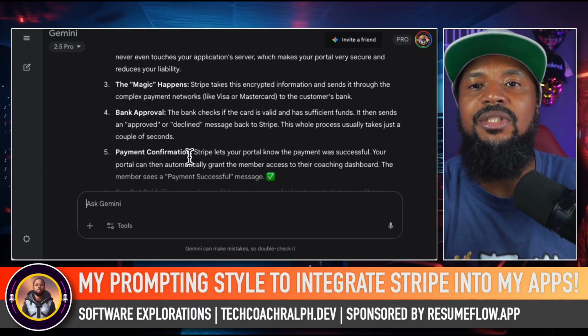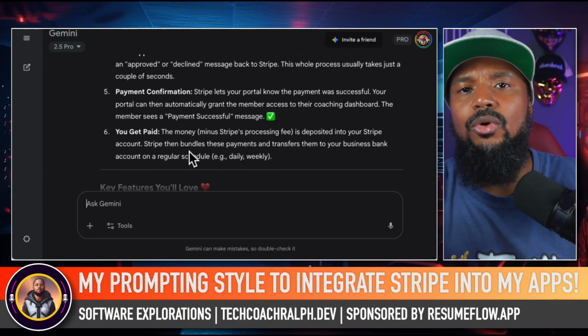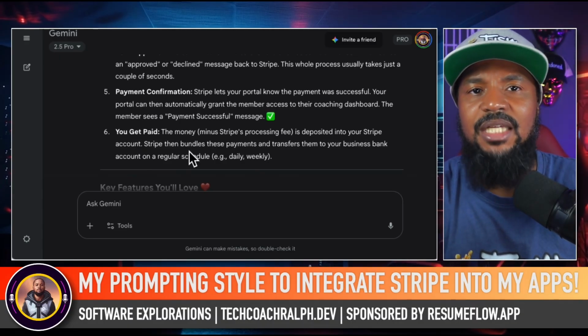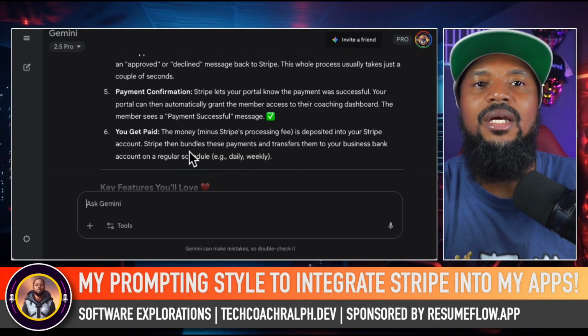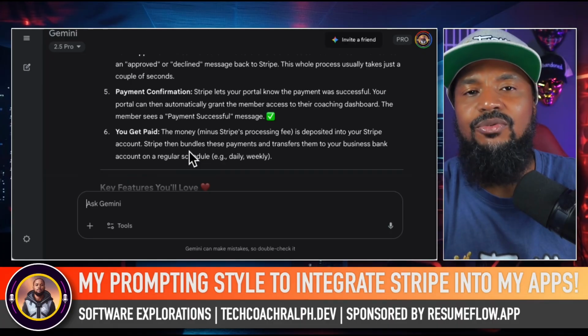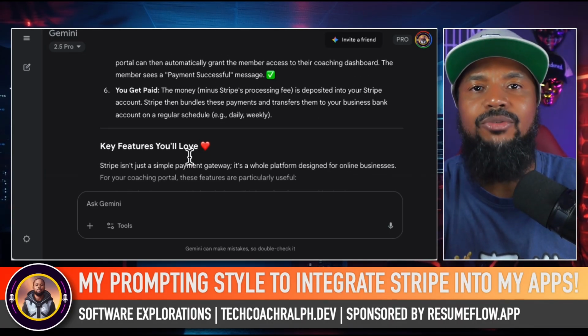This whole process usually takes just a couple of seconds. Then we have payment confirmation. Stripe lets your portal know that the payment was successful. Your portal can then automatically grant the member access to their coaching dashboard. The member sees a payment successful message. And then you get paid the money, minus Stripe's processing fees.